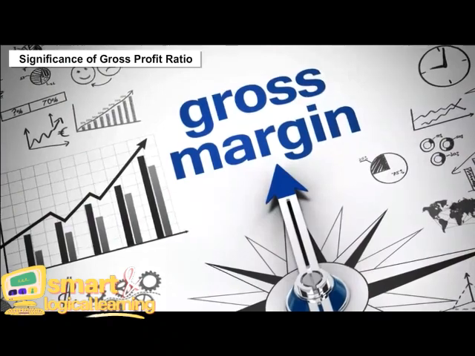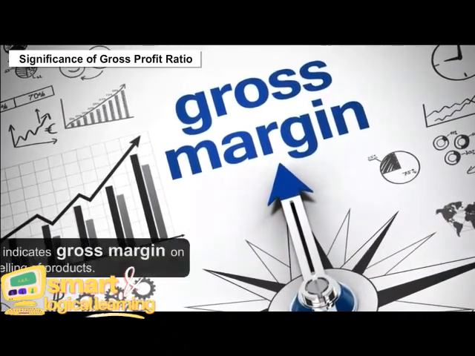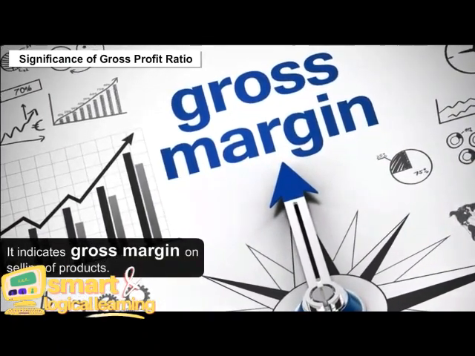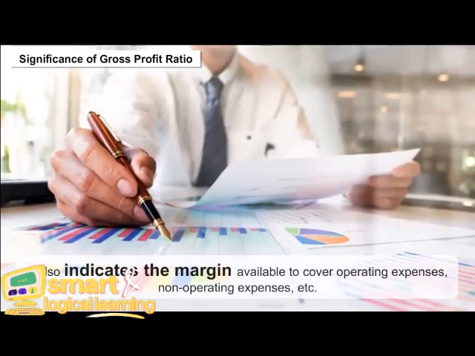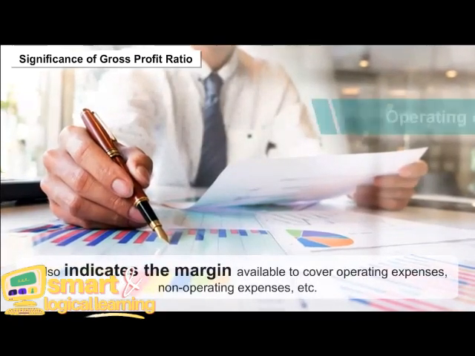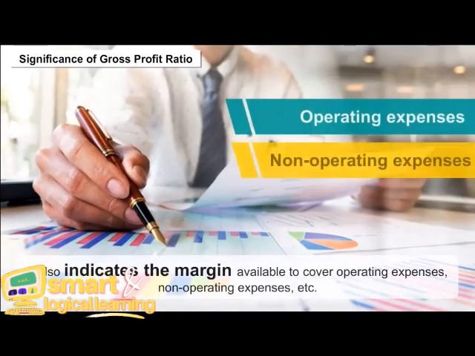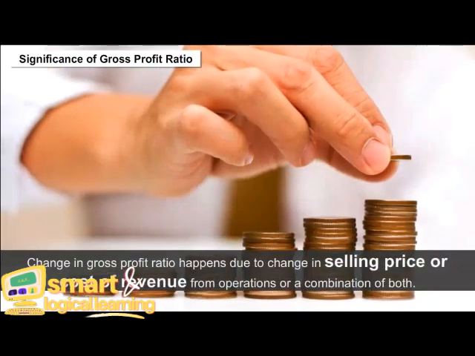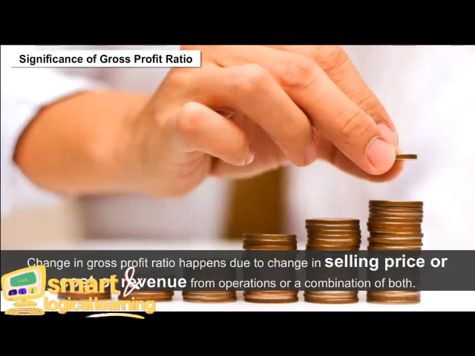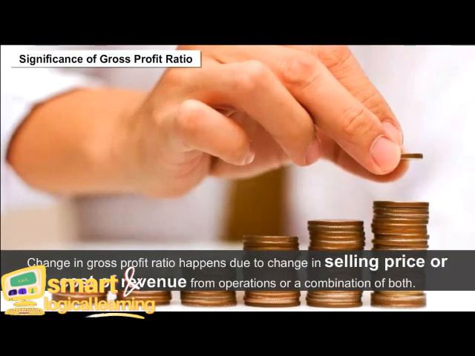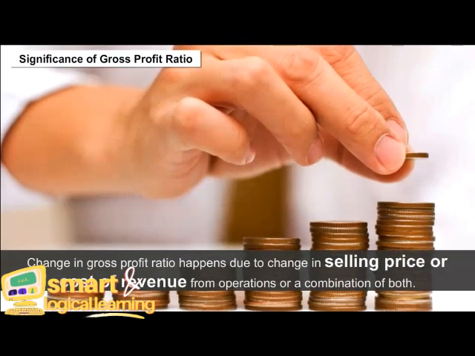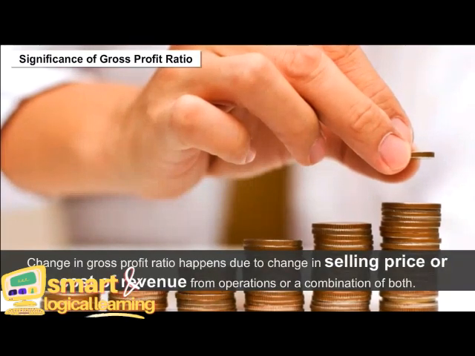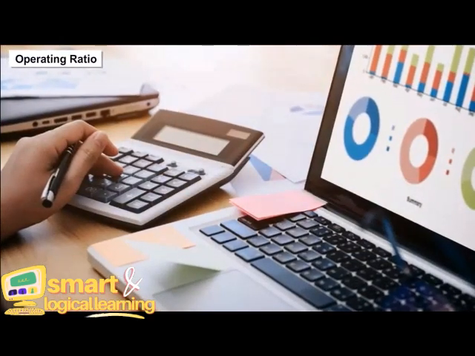Significance of gross profit ratio. It indicates gross margin on selling of products. It also indicates the margin available to cover operating expenses, non-operating expenses, etc. Change in gross profit ratio happens due to change in selling price or cost of revenue from operations or a combination of both.